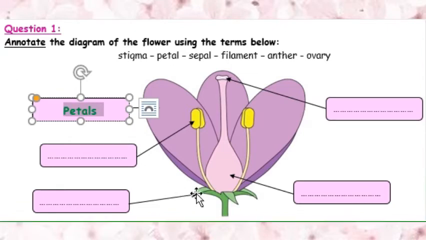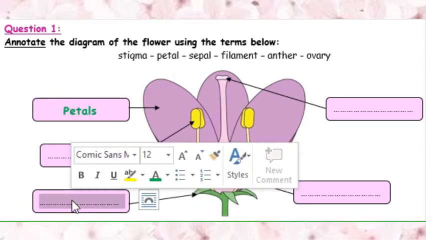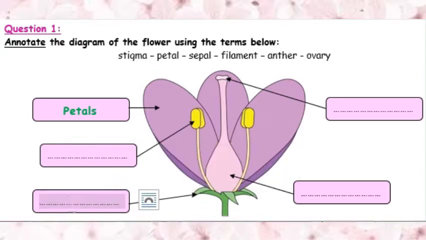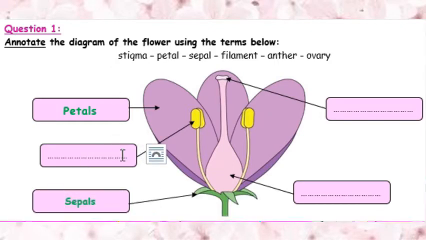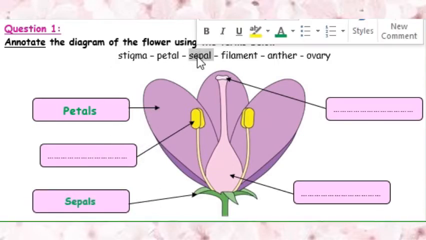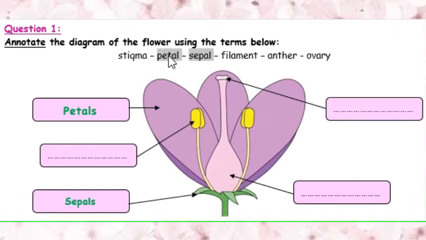What about these leaf-like structures? These parts look like leaves, but actually they're called sepals. These are the sepals of the flower. Let me cross these two, sepal and petal. I'm gonna cross them. We still have a stigma, filament, anther, and ovary.